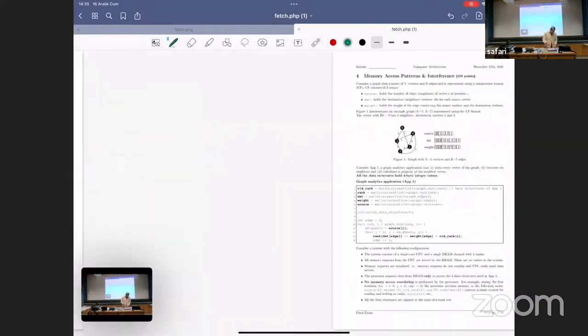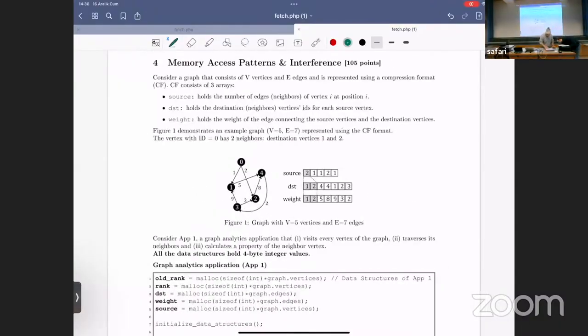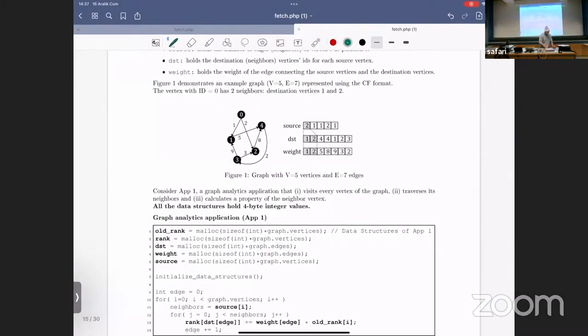Okay, so that's all. I'm going to discuss the fourth question, the memory access patterns and interference. This is a question that is not so hard to solve, but you need more critical thinking rather than doing calculations. So let's start with the definitions here. You can see a graph with some vertices and a compression format. We don't really care about this. We just care about some specific properties of application 1, so I'm not going to dig deeper into that.